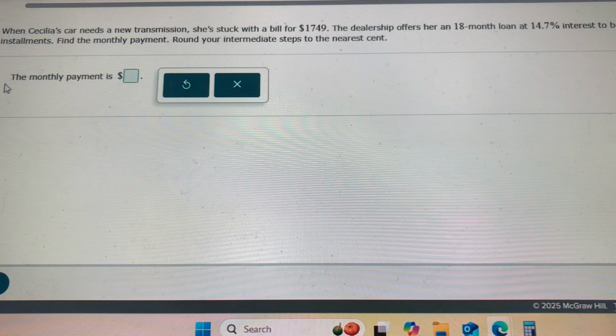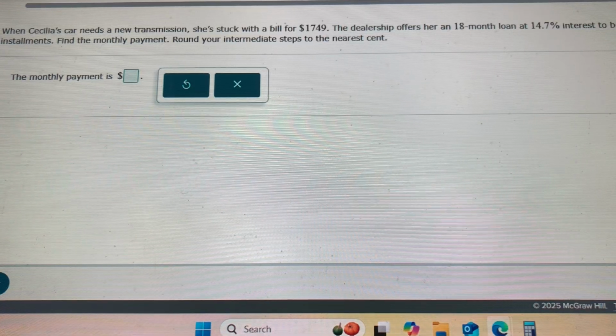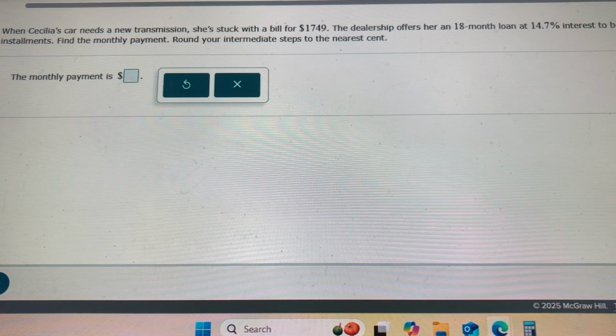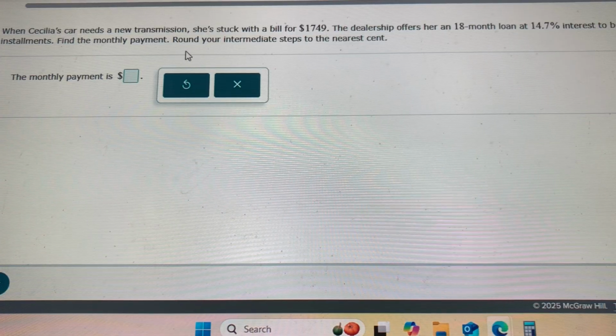Okay, when Cecilia's car needs a new transmission, she's stuck with a bill of $1,749. The dealership offers her an 18-month loan at 14.7% interest to be repaid in 18 equal installments. See, 18-month loan and 18 installments, that means she's going to pay once every month. Find the monthly payment. Round your immediate steps to the nearest cent.